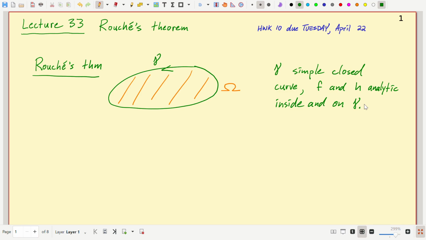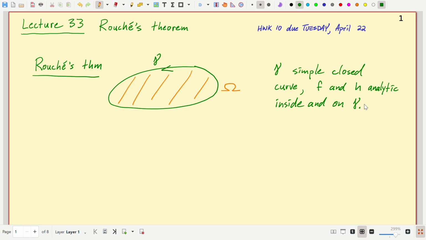Well, today's kind of a fun theorem. It will be a consequence of the argument principle called Rouché's theorem, and it has a very geometric interpretation that I'll tell you about now. It's about counting the number of zeros of an analytic function inside a simple closed curve. So I've got a simple closed curve gamma, and the inside I'll call omega.